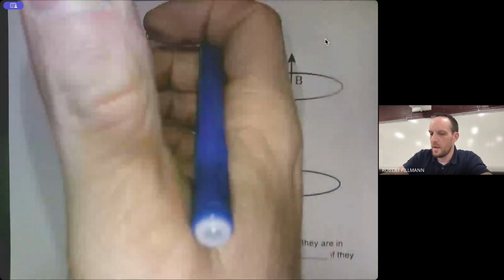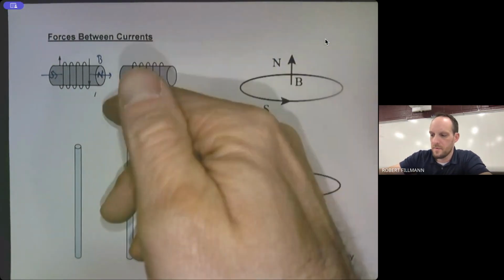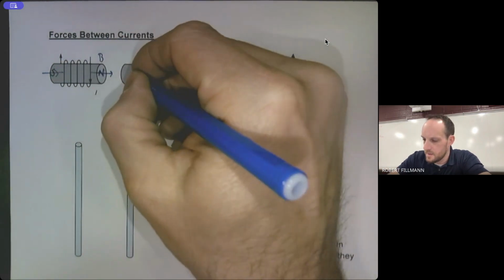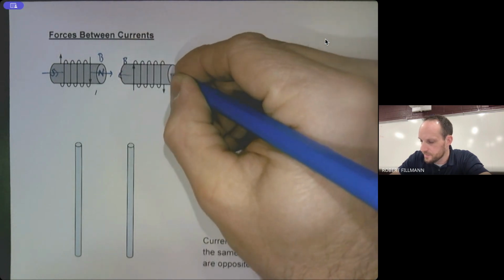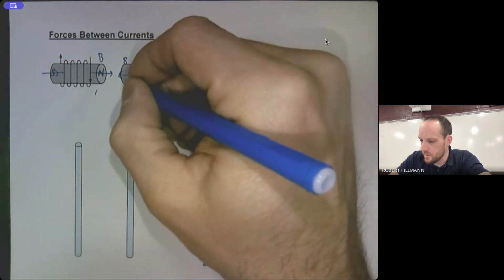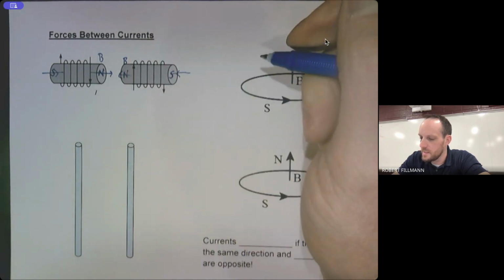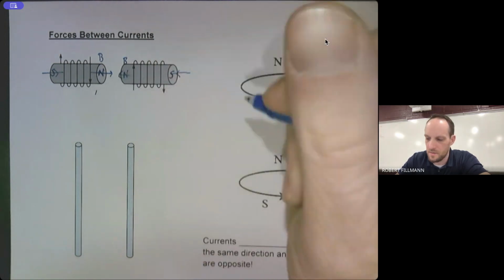And I can do the same thing for this one. This time I use my grip rule, pointing my thumb upward for the current flowing upward in this part. And now my fingers point to the left. So this is going to create magnetic field lines that point in this direction. And so this end is going to act like a north pole, and this end is going to act like a south pole. And so I can see that the two north poles are butting against each other. These field lines are headed toward each other.